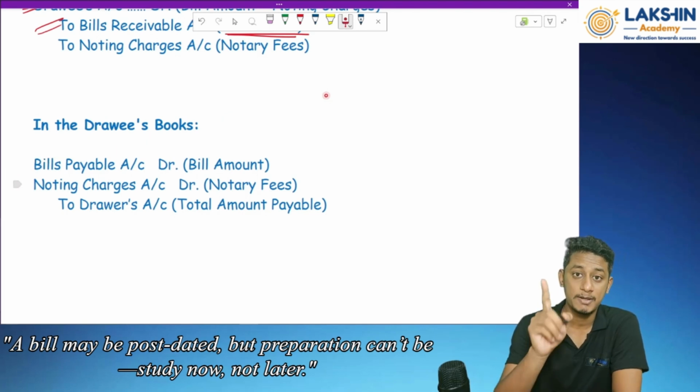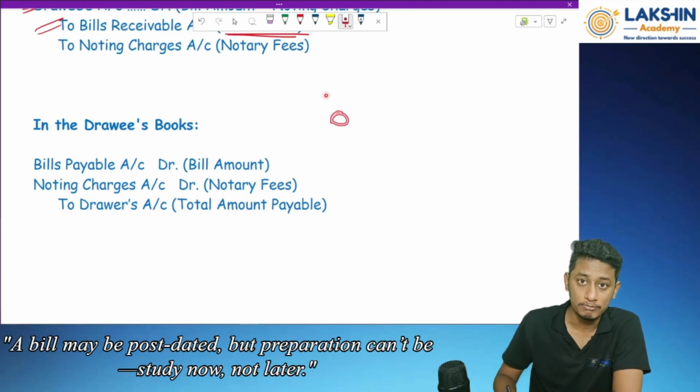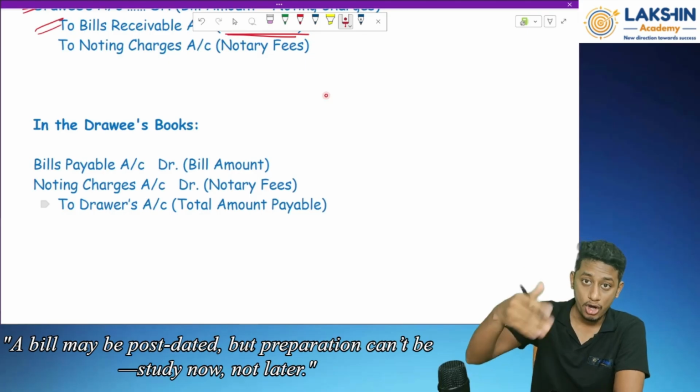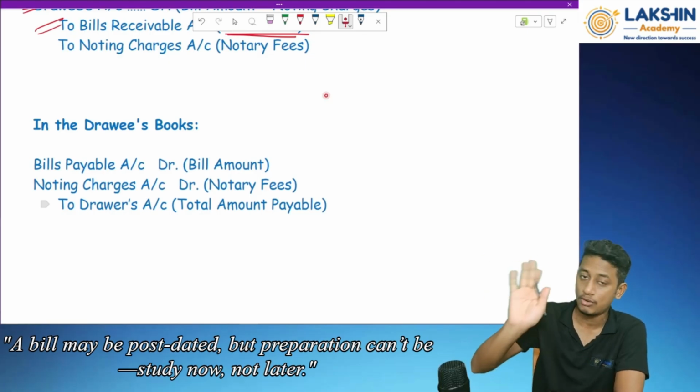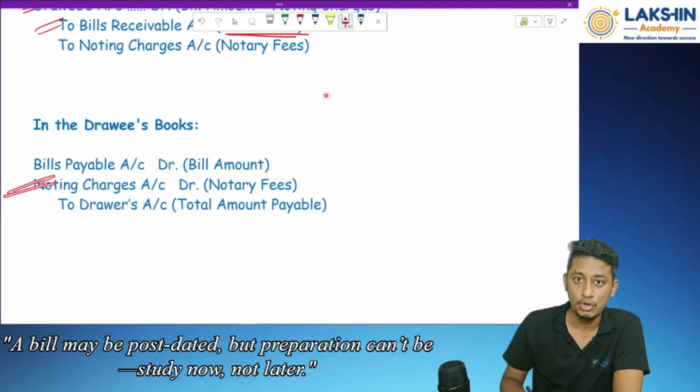Why? Because bills payable is a liability, and by debiting the liability, I am making the balance zero because the bill is no more valid now. I have to draw a new bill to make it valid again. But the old bill is not valid. Then noting charges. What happens with the noting charges?